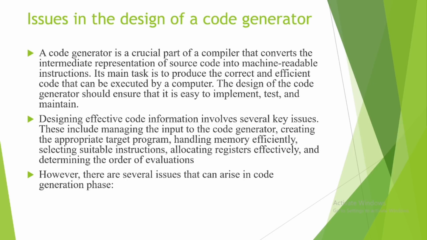I will be explaining the issues in the design of a code generator. A code generator is a crucial part of a compiler that converts the intermediate representation of a source code into machine readable instructions. Its main task is to produce correct and efficient code that can be executed by a computer. The design of a code generator should ensure that it is easy to implement, test, and maintain.